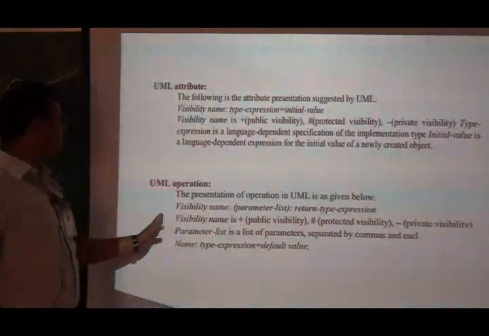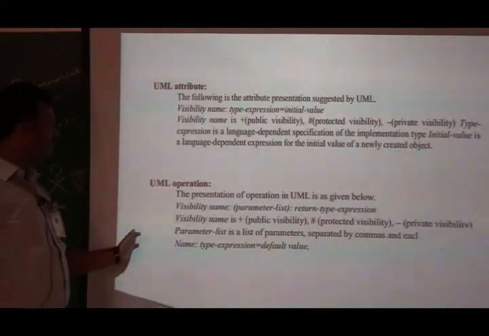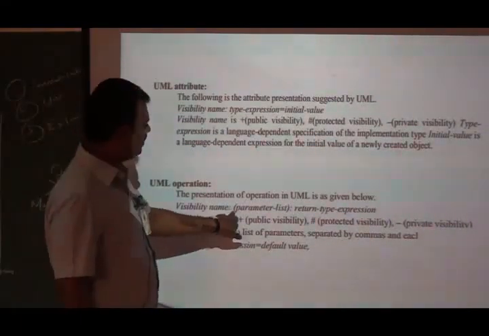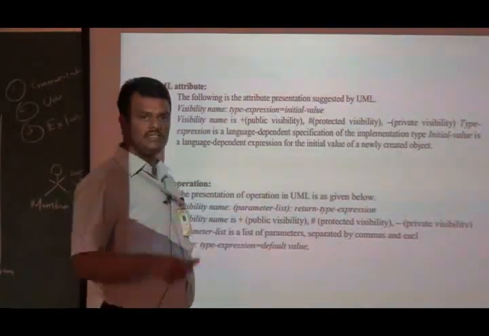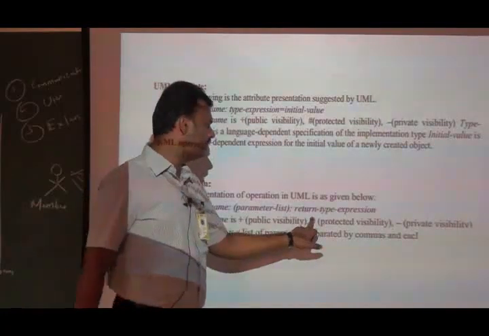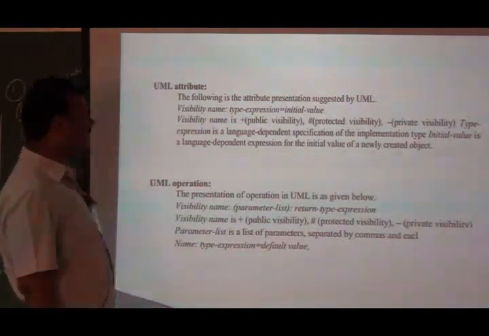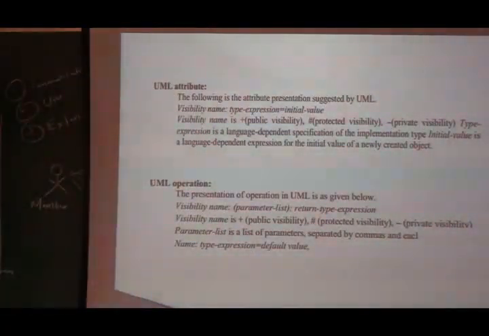Then the operation: what is the syntax for the UML operation presentation? The visibility, name, parameter list. What do we mean by parameter list? The list of parameters separated by commas, followed by the return type expression. This is the syntax for the UML attribute and UML method presentation.